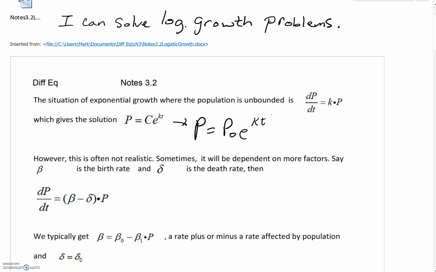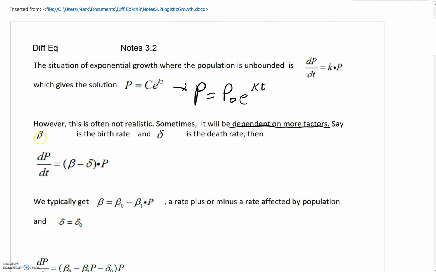That's not realistic. Sometimes your population won't just be based on that. It has way more factors. Say beta is the birth rate and delta is the death rate. Then that constant that you'd see, I should have drawn this right here. This constant would actually be beta minus delta.